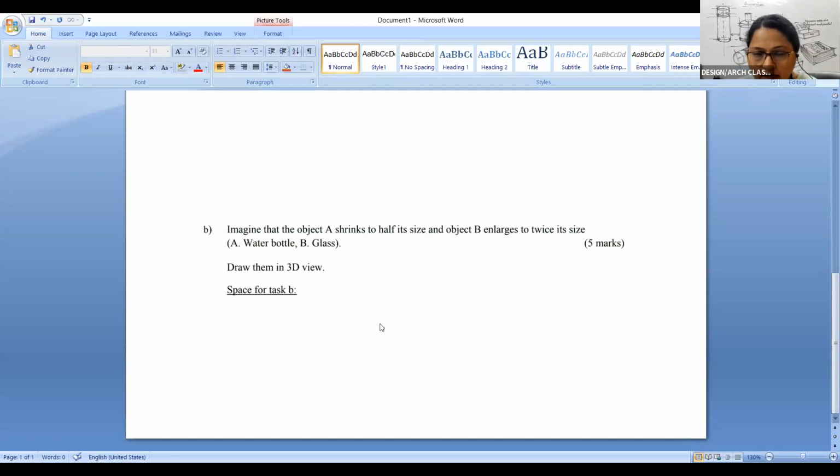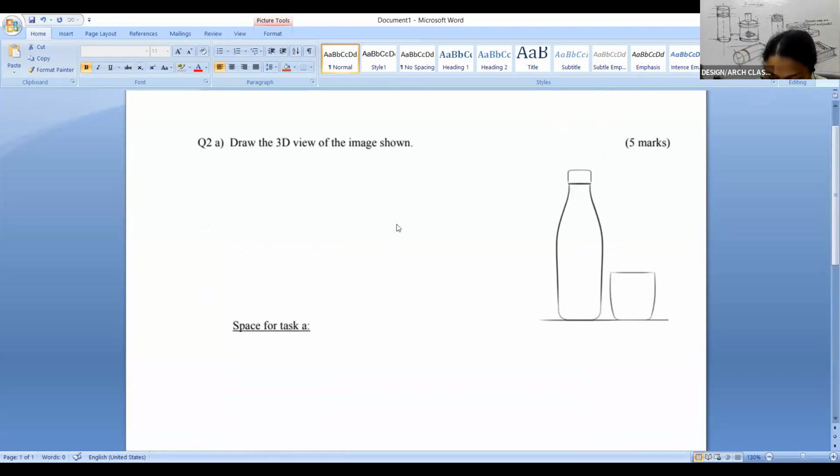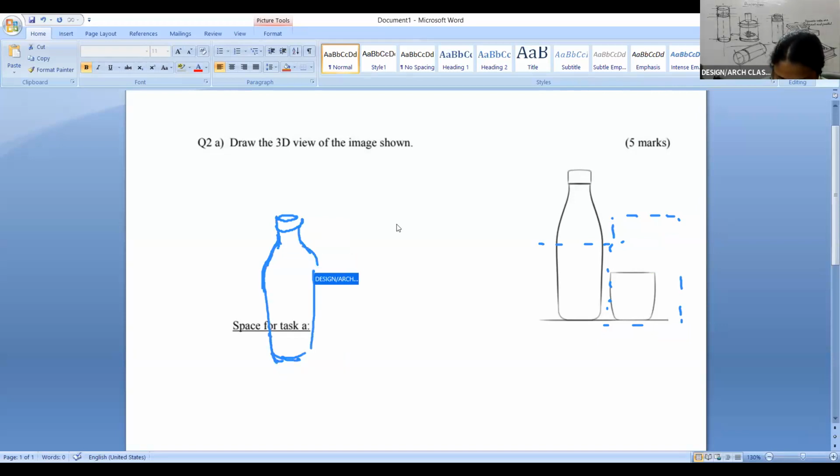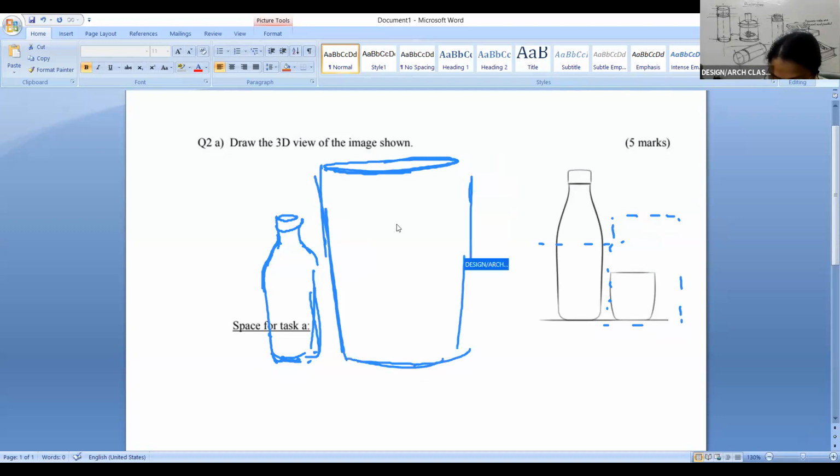Class, did you understand the question? पहला question था सिर्फ उसे 3D बनाना है. And the second part is you need to change the proportion. Bottle is half of its size and glass is twice of its size. You know? So if this is the bottle, so it shrinks into half. Okay, so this is somewhat like this, and this is somewhat like this. So if this is the bottle, then this would be the glass. You getting? Glass. So you check with the proportion and draw.